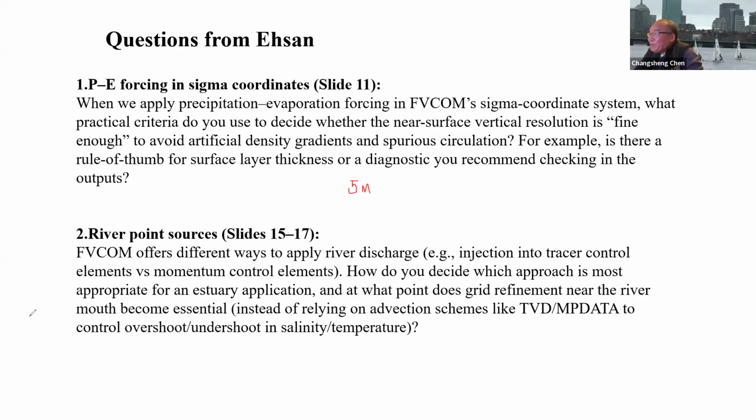You don't want to use 5 meters everywhere. For our case, our region is mostly 4,000 meters deep. We want to compute efficiently, so we use a limited number of layers, but we use the uniform first layer. We use S coordinate in the open ocean side because we want to avoid this kind of precipitation-caused circulation.